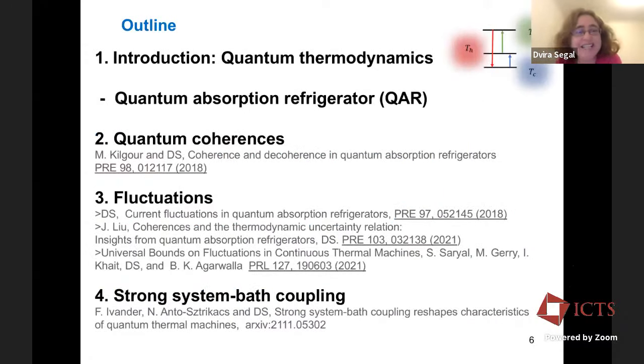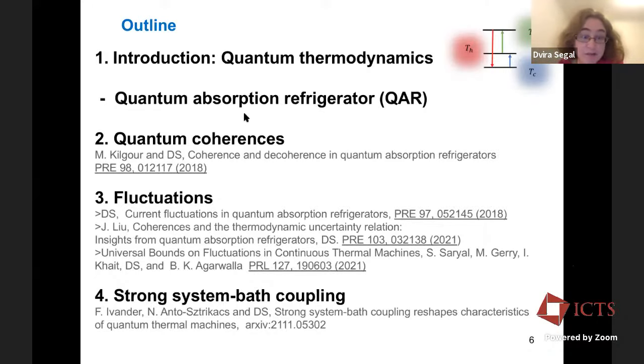Okay, so to the outline, I will have one slide of an introduction to quantum thermodynamics. I'm going to talk about the quantum thermal machine, so just to put it in the context of the community. And I'm going to focus on the absorption refrigerator, so I will reintroduce it again with some more details.